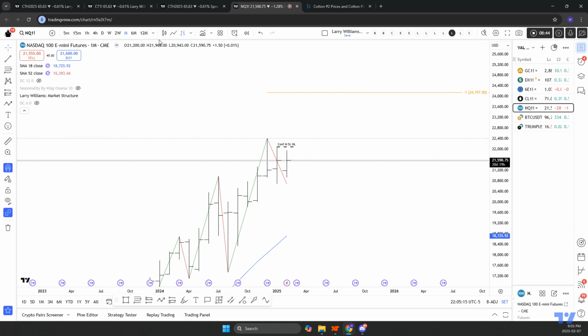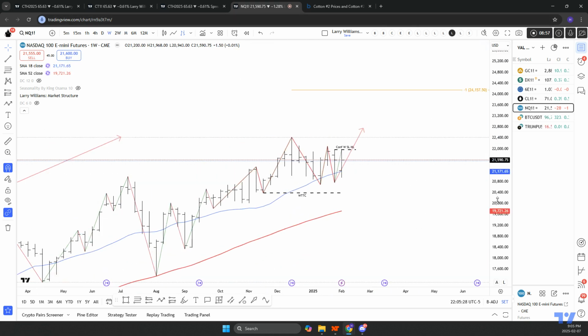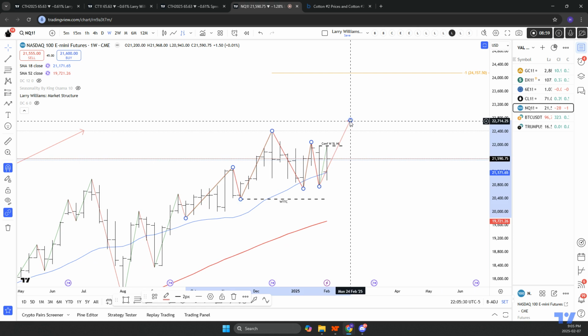As of right now, I don't have anything that I'm actually trading based on the monthly, just waiting to see if the bulls can confirm that. And if they do, I would look for an extension up to the all-time high and then up to 24,000 roughly. But then on the weekly time frame, I will take this off, tidy it up a bit.